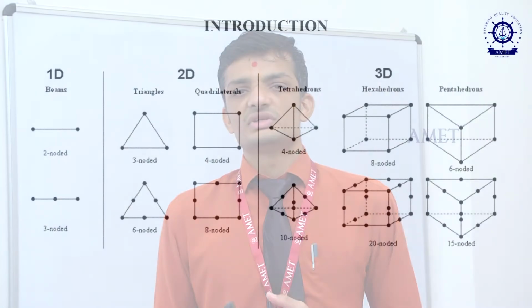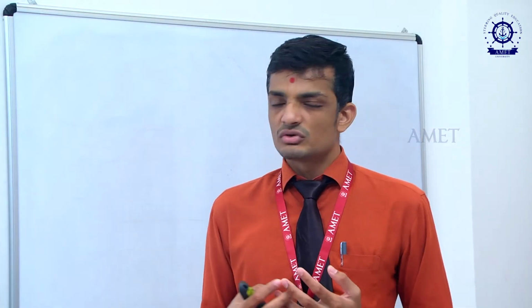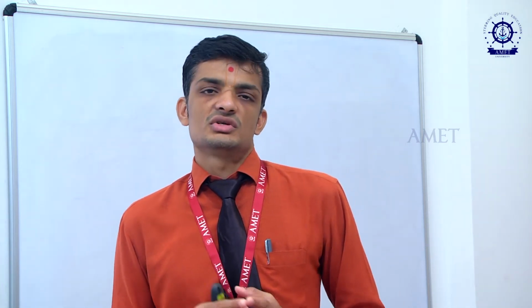About the 3D element, any 3-dimensional problem is discretized using 3D elements. There are various 3D elements, such as hexahedron and pentahedron, so 8 node element, 4 node element, 6 node element. Again, based on the problem you are solving, you have to choose the element type.